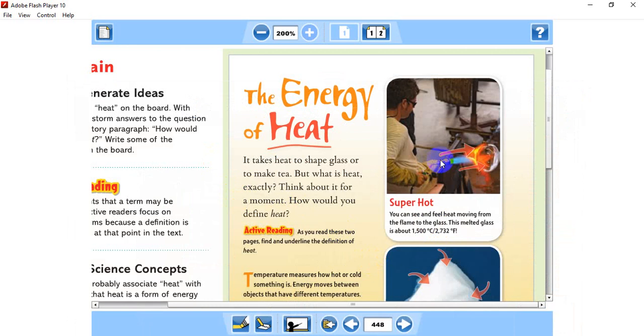So the temperature here is about 1500 Celsius degrees or 2732 Fahrenheit.